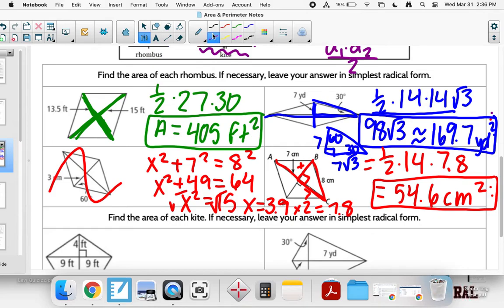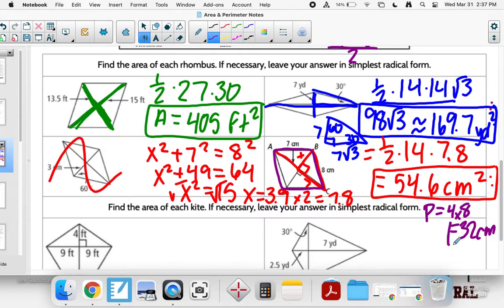Here's a fun one. Let's do the perimeter of this rhombus. The perimeter, not the area. Oh, this is gonna be easy. What are the side lengths of my rhombus? The side, not the diagonal. What's the side length? 8. What do we know about all the sides of a rhombus? They're equal. So what's my perimeter? 32. That's a times, not a point.